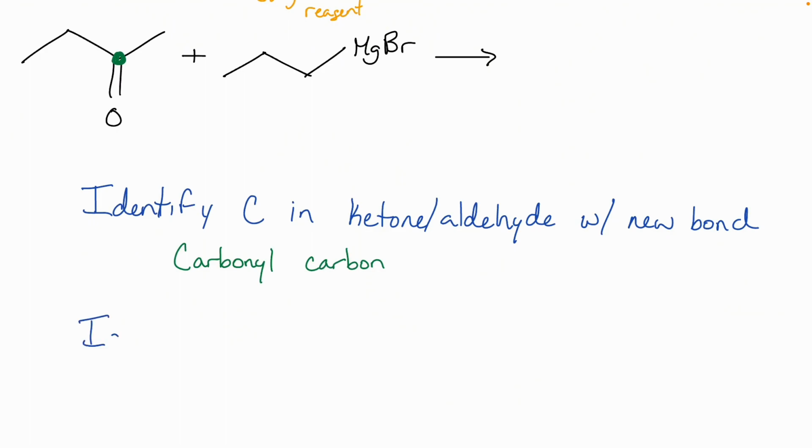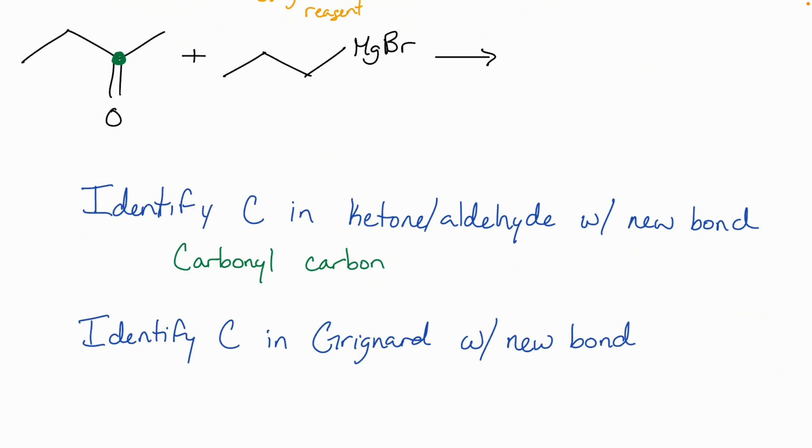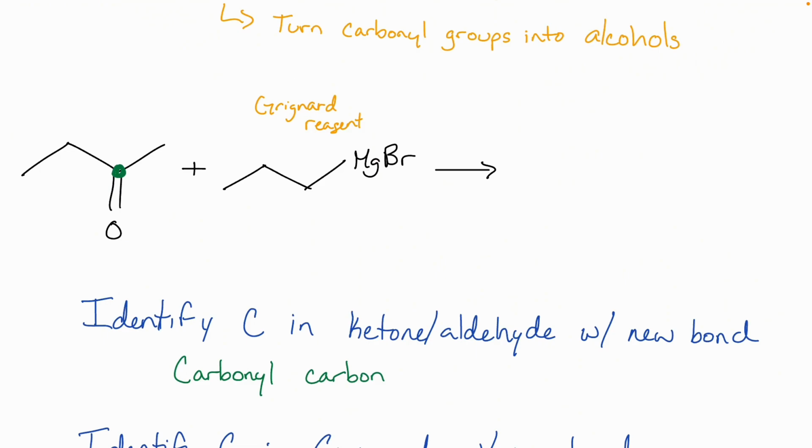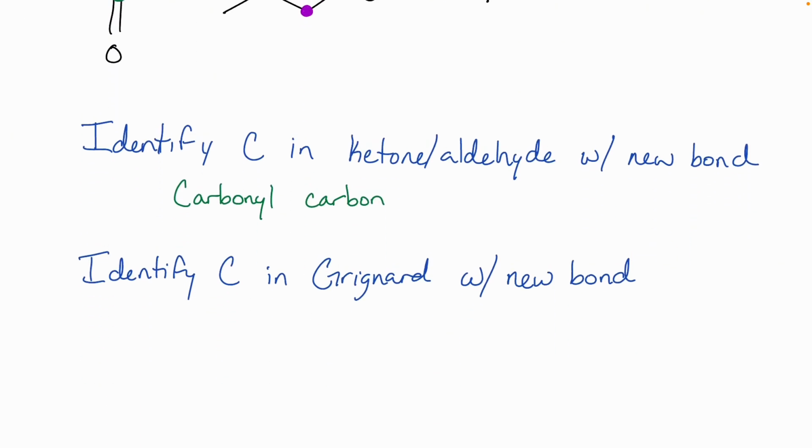And then we're going to identify the carbon in our Grignard that will have the new bond. Which one is that? The one at the base of the magnesium. That one doesn't have a special name, unfortunately, but yes, the one at the base of the magnesium. Carbon bound to Mg.